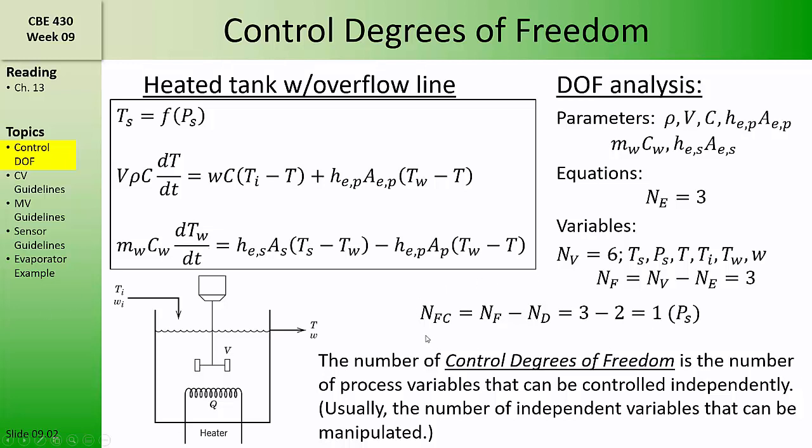This method of calculating the number of controlled degrees of freedom assumes that the number of controlled degrees of freedom is really equal to the number of manipulated variables. Because remember, in our model, the degrees of freedom are all represented by input variables to the model, and we said that the input variables should be assigned as either manipulated or disturbance variables. So when we subtract the number of disturbance variables from the number of degrees of freedom, we're really finding the number of manipulated variables. And here we said that one manipulated variable would be the steam pressure.